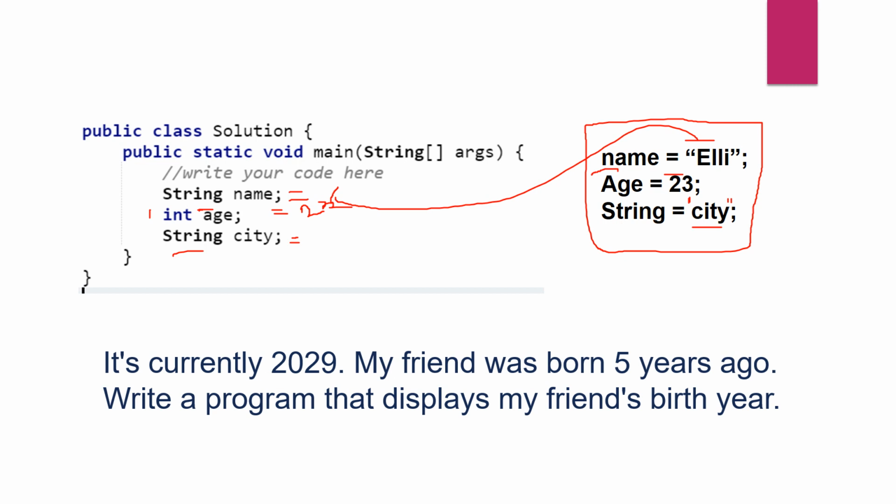Okay. So it's currently this year, and my friend was born 5 years ago. Write a program that displays my friend's birth year. So you will have to find the birth year of your friend. It will be a simple calculation, but the problem here is how you will assign it. You will have to make variables for this. I'll give you a hint. So you'll have to make variables for this. And what is this display? Let me give you some example of this as well.